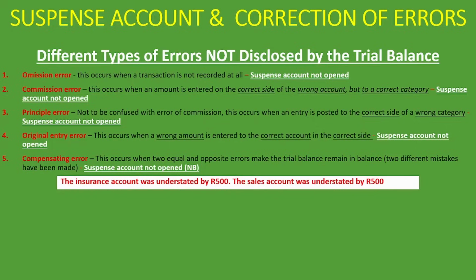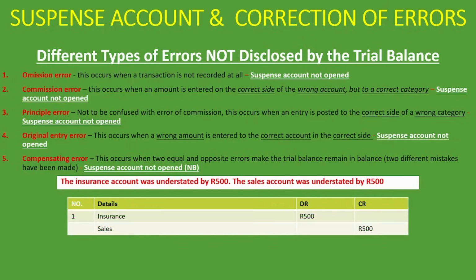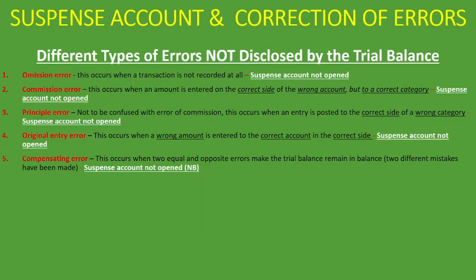But how do we fix this error? Well, that's a very simple thing to do. If we've understated it, then we need to put the amount on the correct side. We need to debit insurance by 500 Rand and credit sales by 500 Rand. That will bring it back to what it should have been. That will fix the error. Okay, and here's how it's going to look. Debit insurance 500 Rand and credit sales 500 Rand. I hope that was easy enough to notice and you're able to pick it up when you see a compensating error. Okay, so let's look at the sixth one.